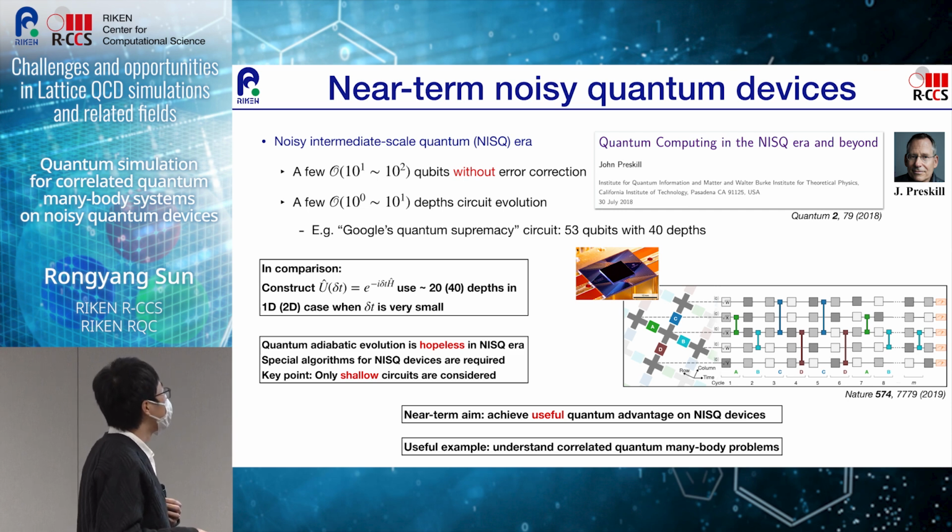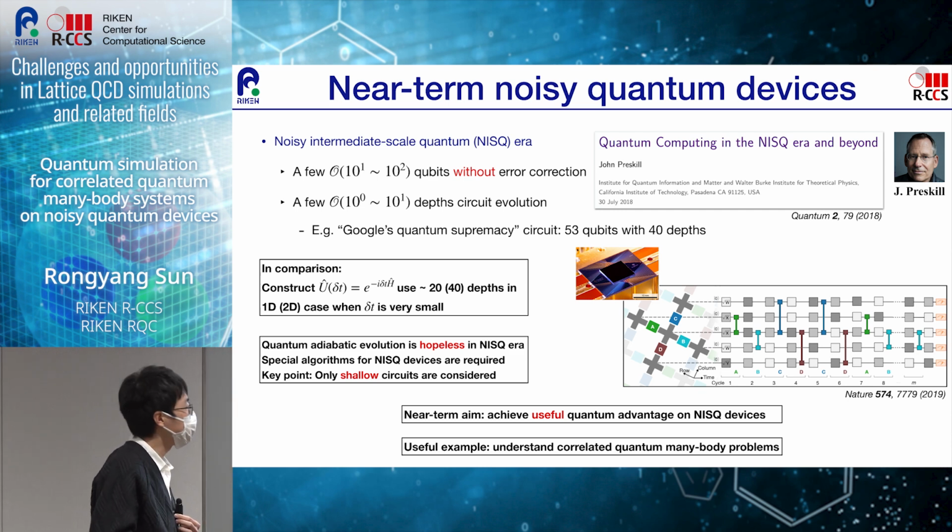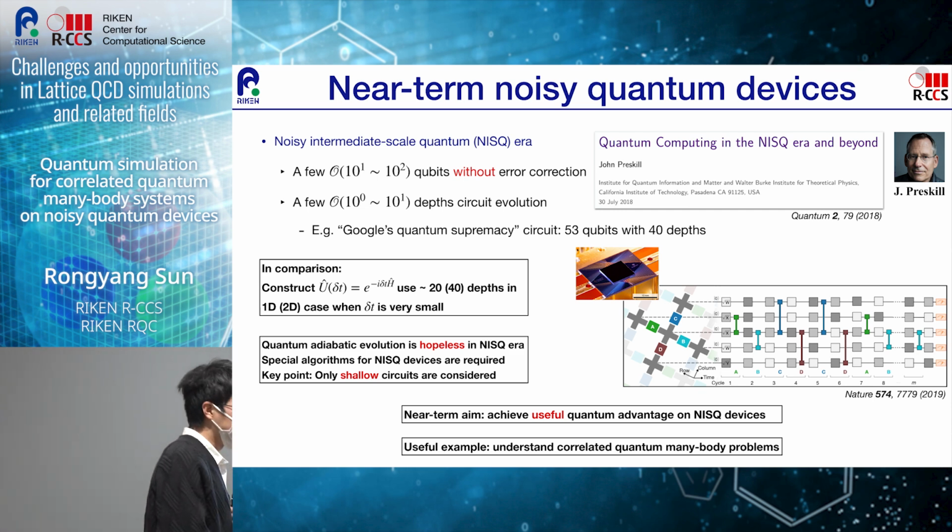So to use these noisy quantum devices, we need to develop a special algorithm. And the key point is that only the shallow depth of circuit can be considered. So the near-term aim of quantum computing is achieving useful quantum advantage on NISQ devices, for example, to understand correlated quantum many-body problems.